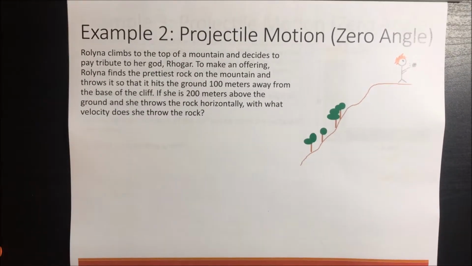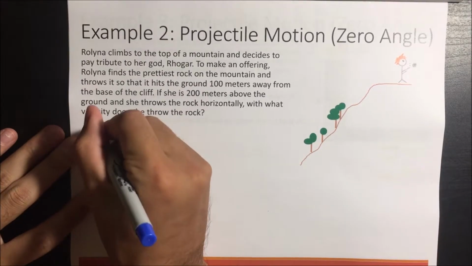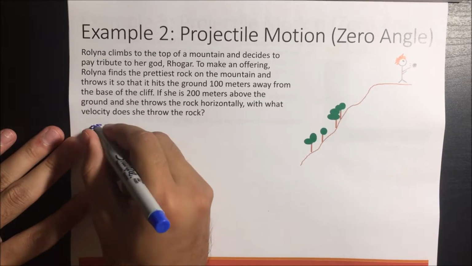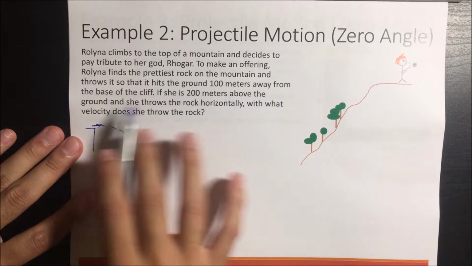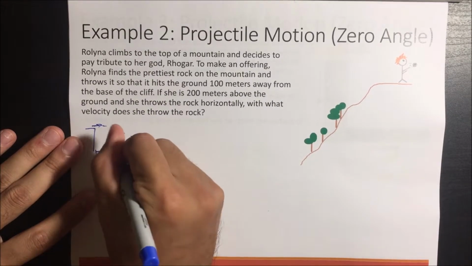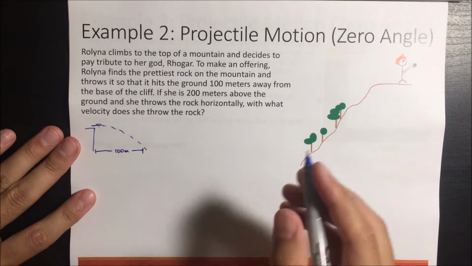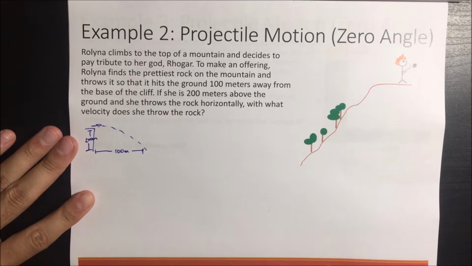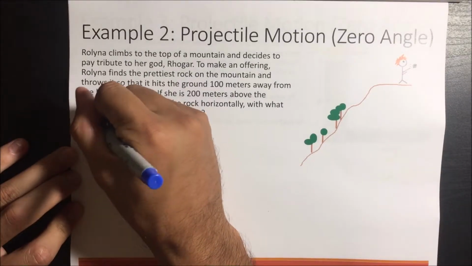Okay, so with a problem like this, I want to draw it out. This isn't really the best angle, so I'm just going to draw it out here. The rock is thrown directly horizontally, which is important. And we see that it hits the ground 100 meters away from the base of the cliff. So 100 meters. She is 200 meters above the ground, so 200 meters above the ground, and with what velocity does she throw the rock? So we're looking for the velocity.